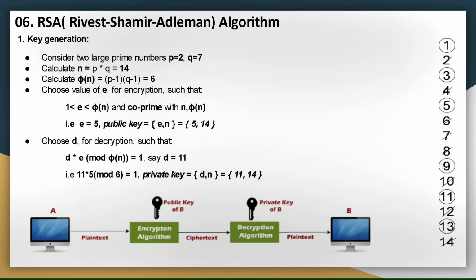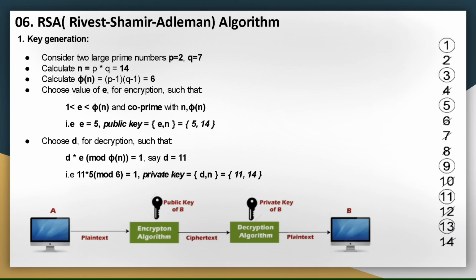So after that, choose a value of E for encryption such that E should be greater than 1 and less than phi of n. So it must be between 1 and 6, and co-prime with n, that is 14, and phi of n, that is 6.